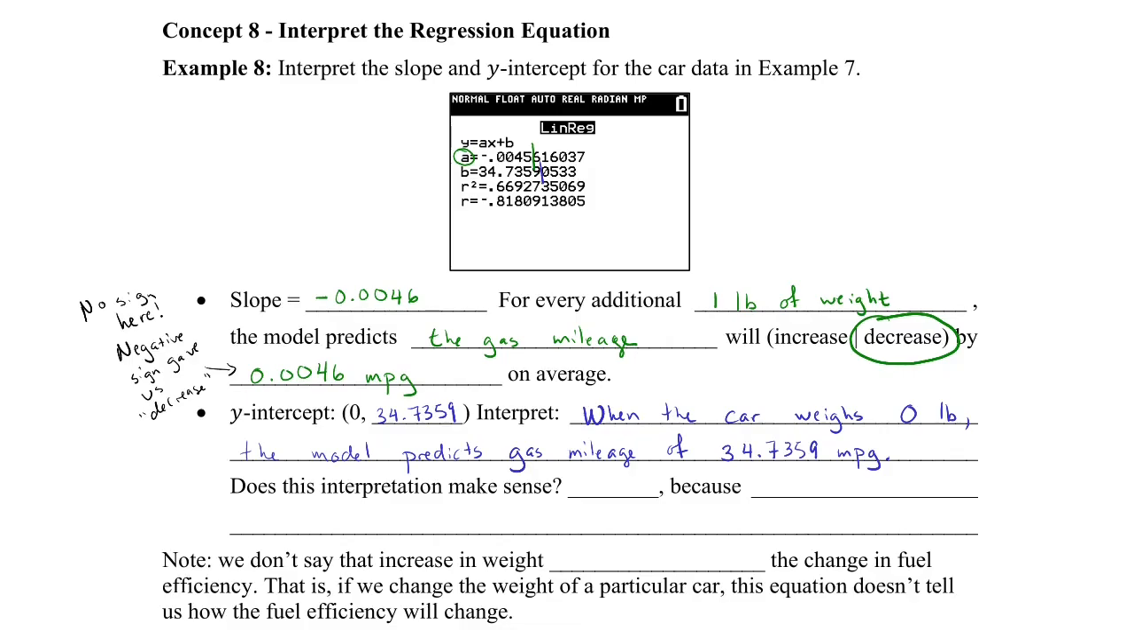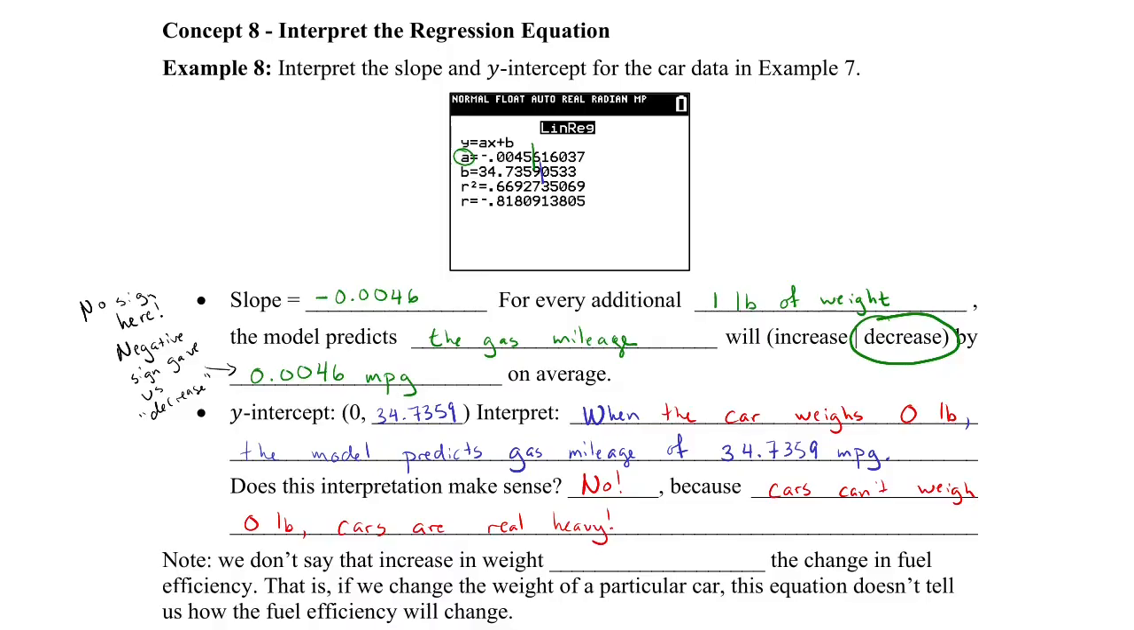Okay, so we can write that down. But that really doesn't make any sense, right? The problem is this bit about a car that weighs 0 pounds. Is there any such thing as a car that weighs 0 pounds? No, not even close. A car can't weigh 0 pounds. It can't weigh like 0.01 pounds, so it can't get really close to weighing 0 pounds. Cars are real heavy. So talking about what happens when a car weighs 0 pounds doesn't make any sense because that's not a thing that cars can do.